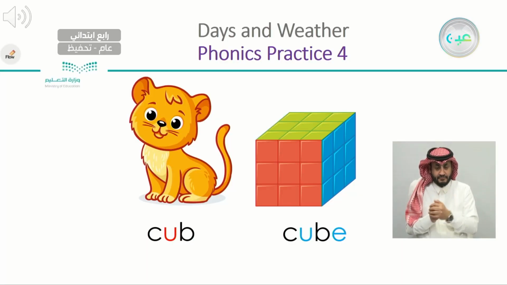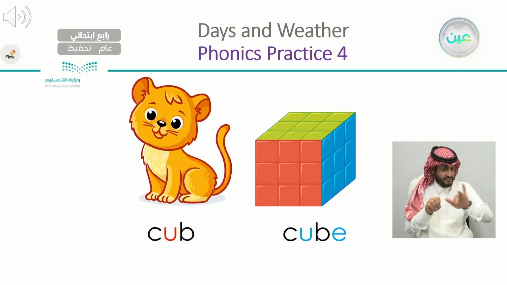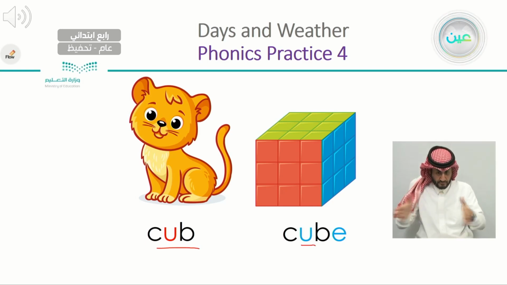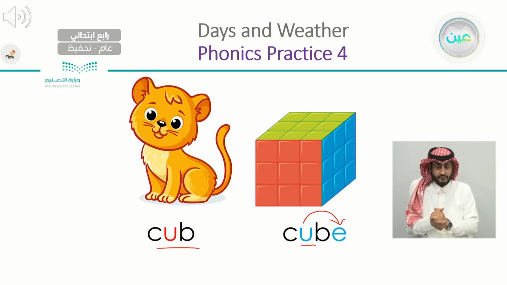Next we have U says uh, cub. U and E say U, cube. There you go. So there are two completely different words, only because we added an E from cub to cube. Okay?